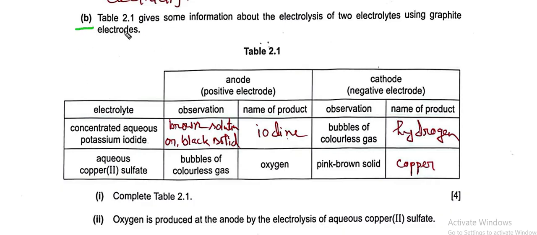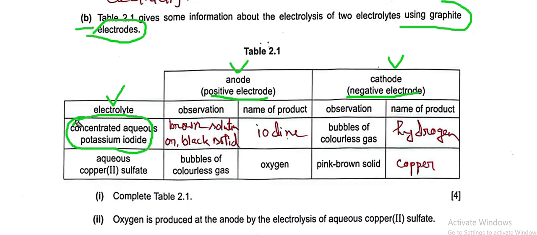B. Table 2.1 gives some information about the electrolysis of two electrolytes using graphite electrodes. So this is the electrolyte, this is the anode, the positive electrode, and the cathode, the negative electrode. So the first is aqueous potassium iodide, KI aqueous, which means potassium iodide dissolved in water.